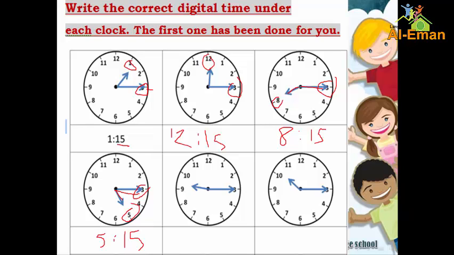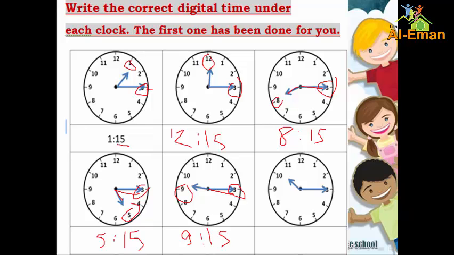Another one, the short hand points to 9, but the long hand points to 3. So in hours we will write 9. And in minutes we will write 15. That's great.